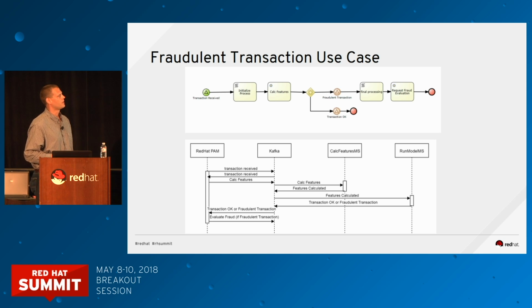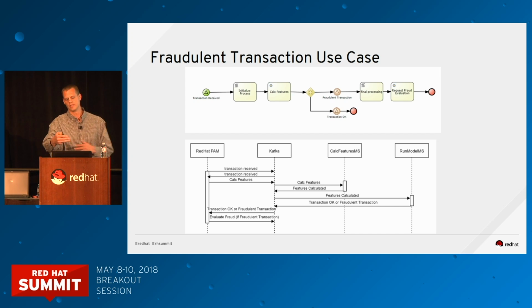And then BPM, if everything's okay, it ends. If it sees the model is identifying as a fraudulent transaction, we'll just write back out to Kafka one more time. And in this case, we just say request fraud evaluation, but you could extend this to be whatever you think the next steps should be.